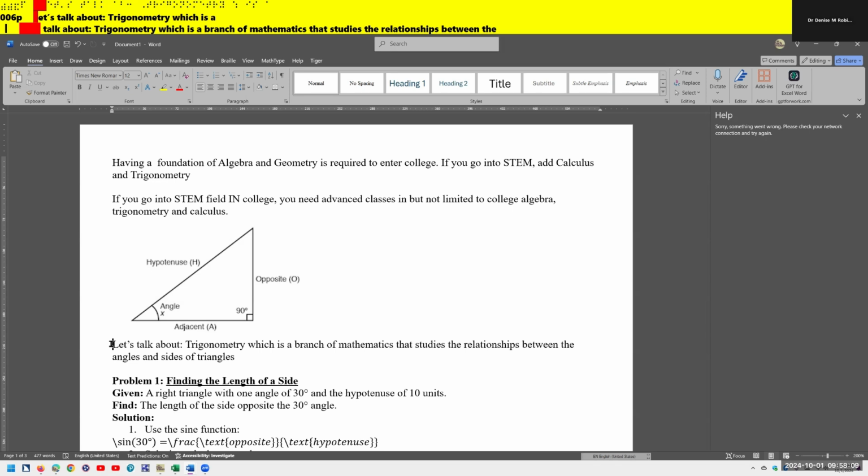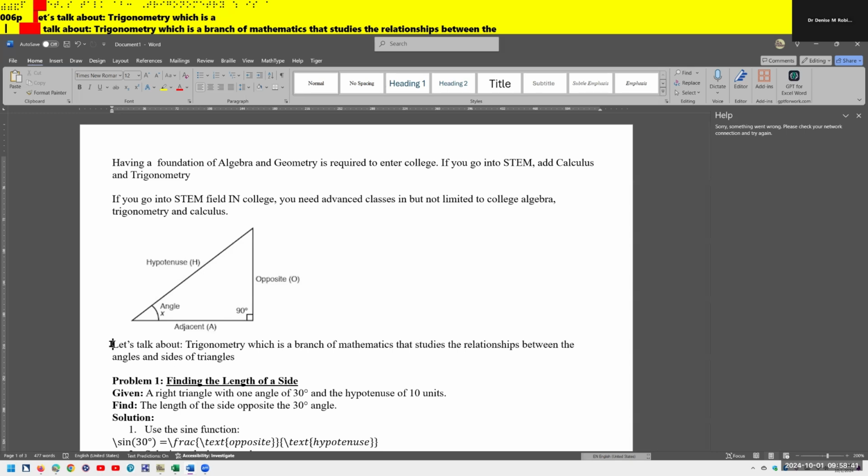So let's just talk about geometry today, which is a branch of mathematics. I'm putting this in really simple forms, so if you're a beginner and just want to understand this, great. It studies the relationships between angles and sides of triangles. I want you to just picture a right triangle. Right triangles have that beautiful 90-degree angle, or square in the corner, to show you that's 90 degrees. If you're not sure what 90 degrees is, just pick up any box and feel the corner. That's pretty much 90 degrees.